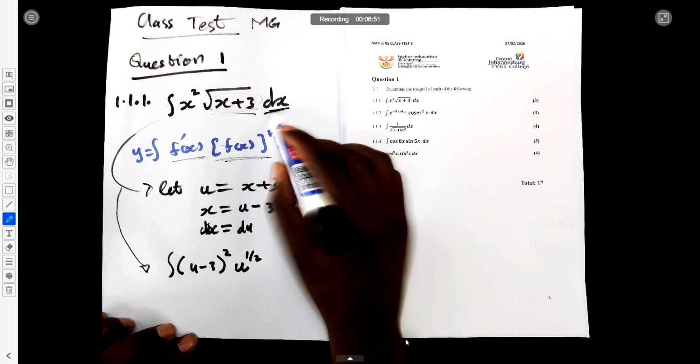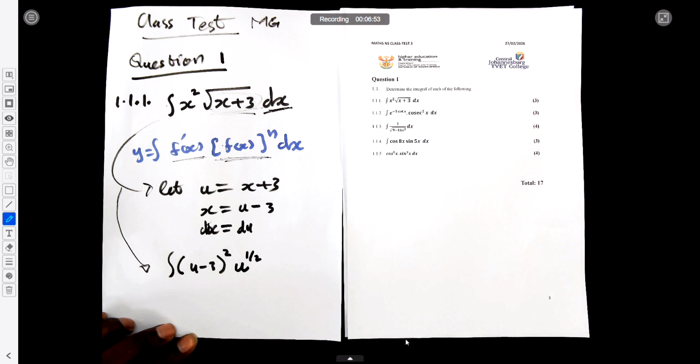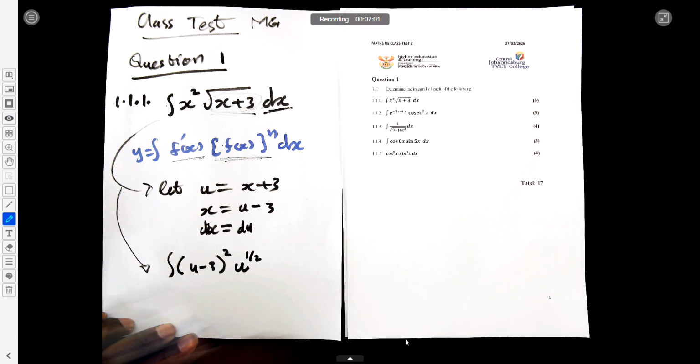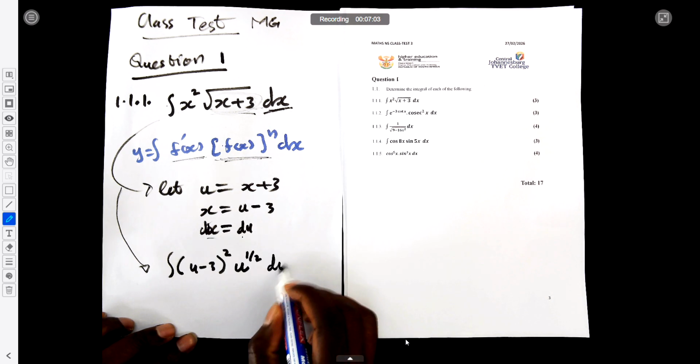And we have to replace dx. So we replace x, we replace the root there, x plus 3, by u, and we replace dx by du.